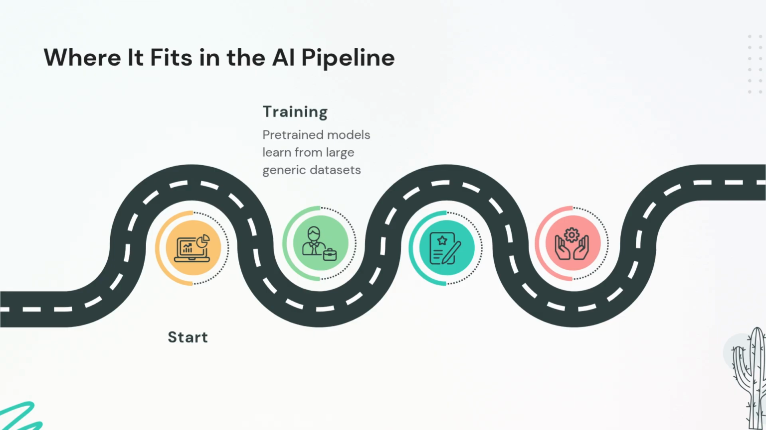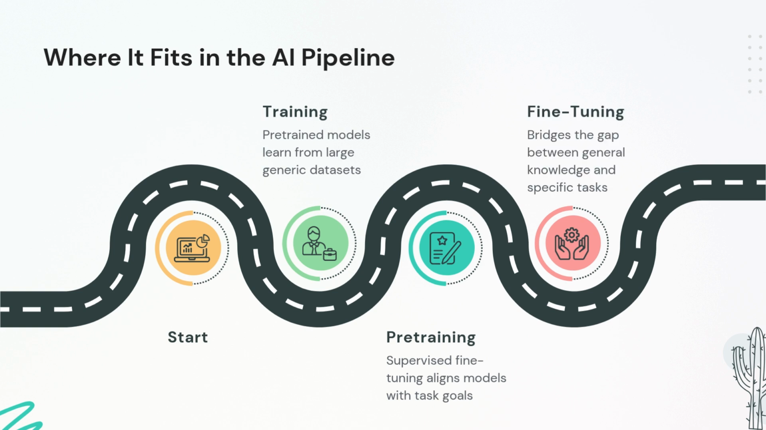To understand where SFT fits in, let's look at the overall AI model pipeline. First, there's pre-training. The model learns from massive generic datasets like all of Wikipedia or the open internet. It becomes a generalist. Then comes fine-tuning, where we take this broad knowledge and refocus the model on a particular task using high-quality labeled data. SFT bridges the gap between general-purpose capabilities and domain-specific intelligence, making the model more reliable in real-world tasks.